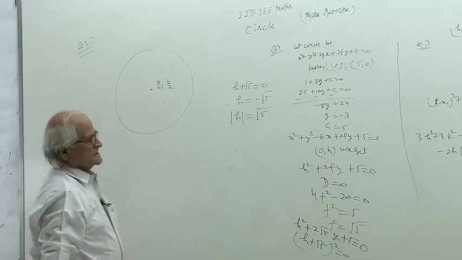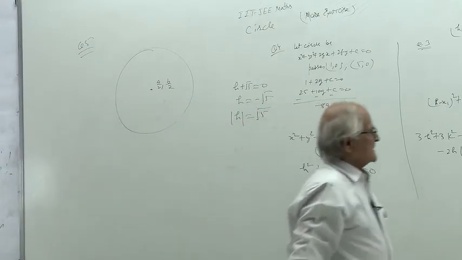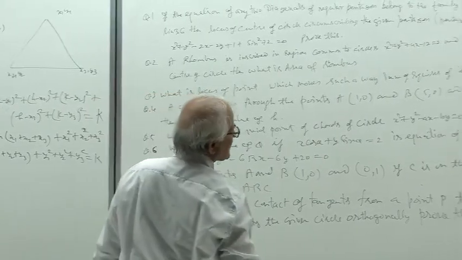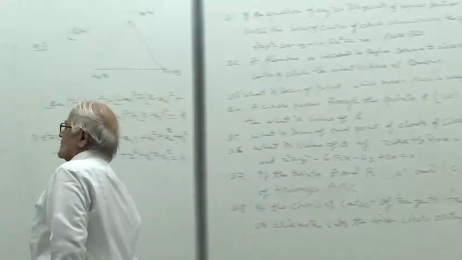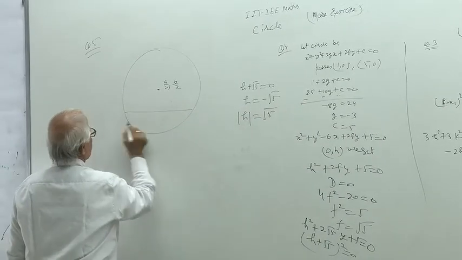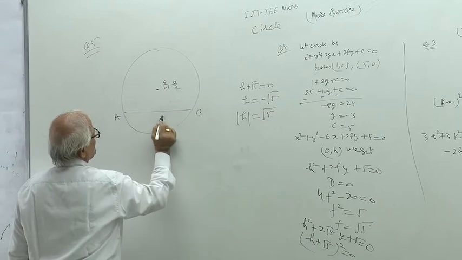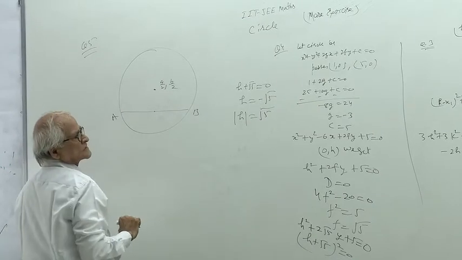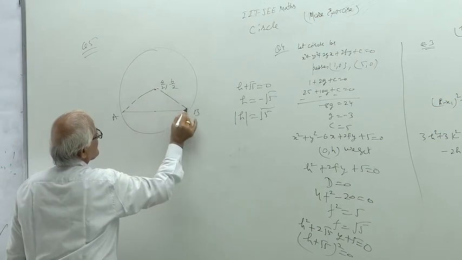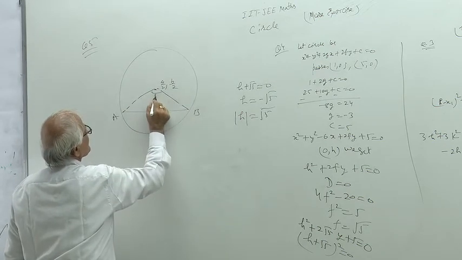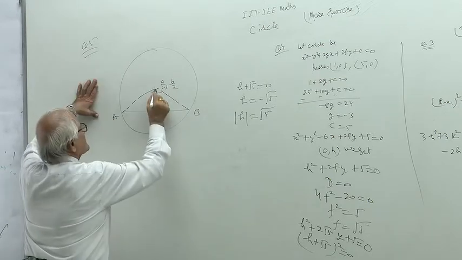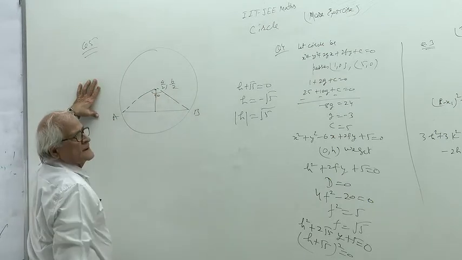Now what does it say? What is the locus of the middle point of the chord of the circle which subtends a right angle at (a/2, b/2)? Now we have the chord, suppose this is the chord. We are going to find the middle point of this. Now you see, this subtends a right angle. This is a right angle.